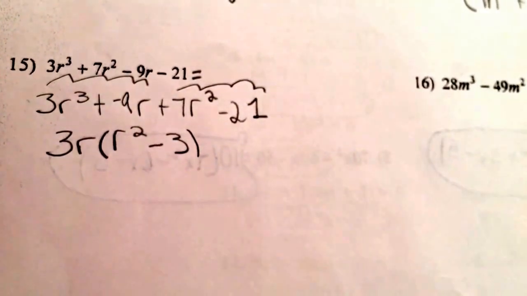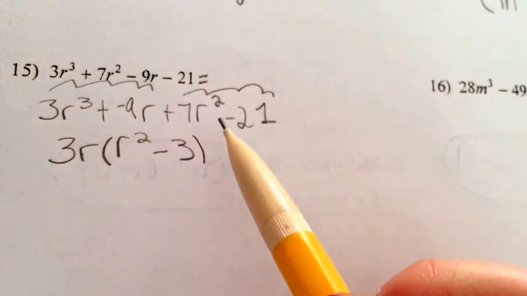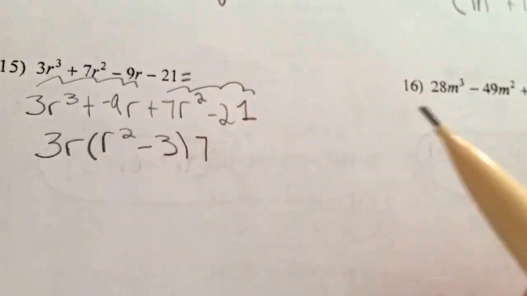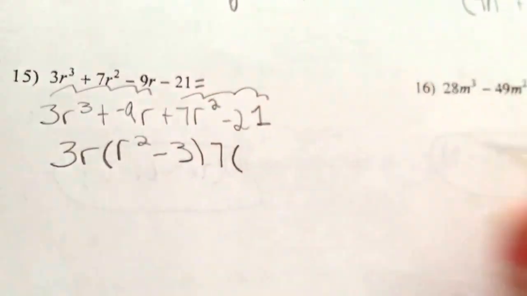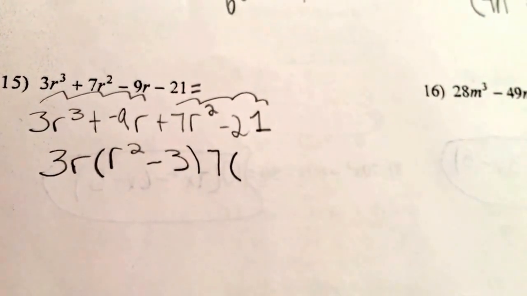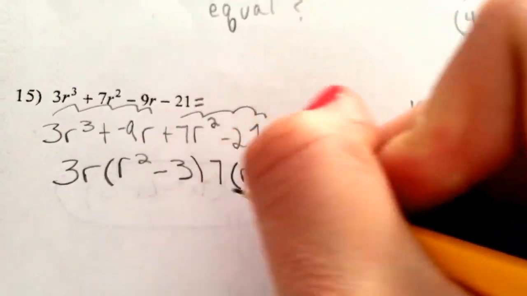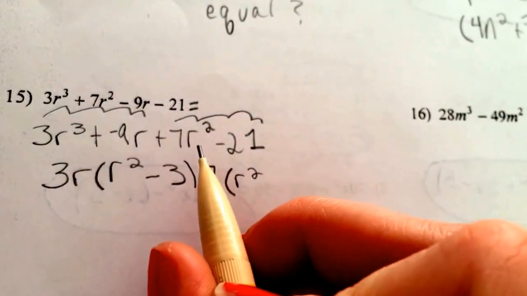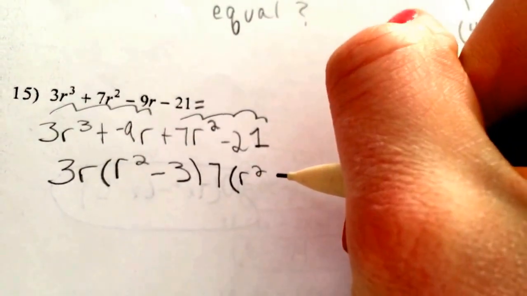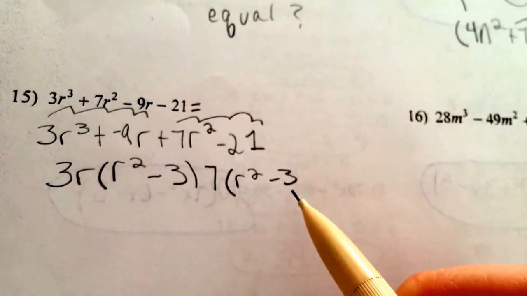For the second grouping, it's 7r to the second minus 21. You're going to find the greatest common factor of both of these terms and then factor it. The greatest common factor is 7, and there's no variable that would be part of the greatest common factor. Factored out from the 7, you would have r to the second, because 7 times r to the second is equal to 7r to the second. And then for the 21, it would be negative 3, because negative 3 times 7 is equal to negative 21.